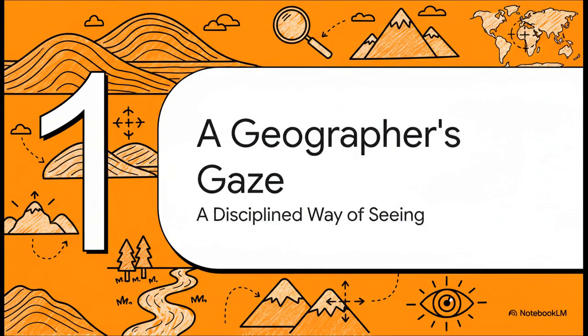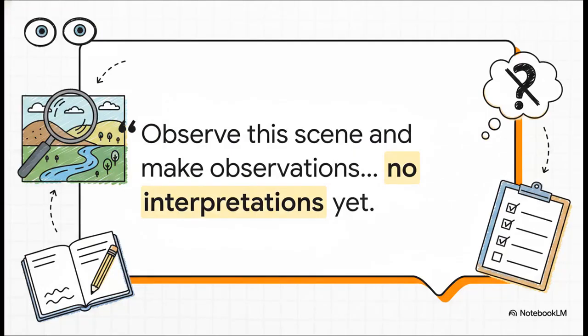Well, it all starts with the number one most fundamental tool of any science: careful, systematic observation. A geographer learns to look at the world with what you could call a geographer's gaze. It's a really specific, disciplined way of seeing things. And this right here is the golden rule. The absolute first step is to just observe. That's it. You're basically a data gathering machine.